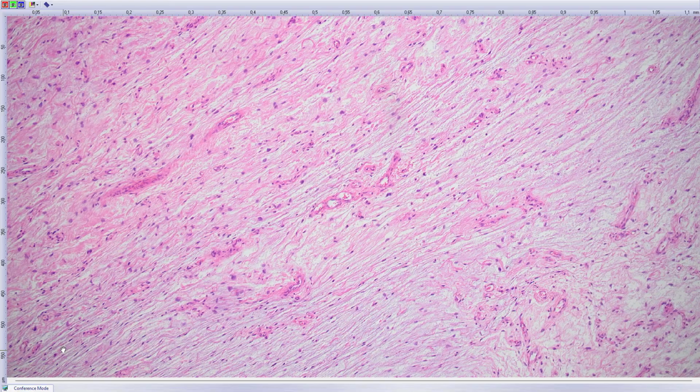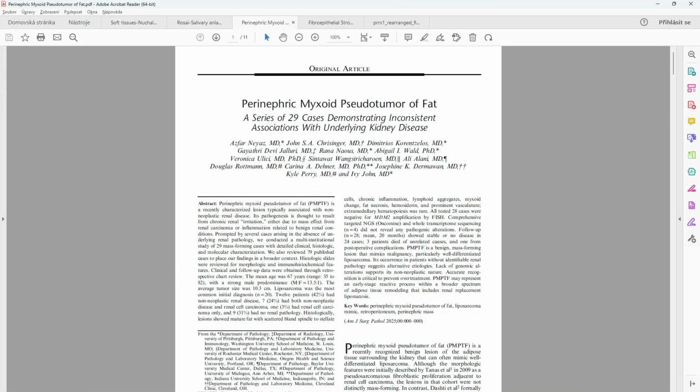Myxoid liposarcoma. Myxoid liposarcoma is definitely the first to think about, yeah. Perinephric myxoid. But there is this new entity, no, relatively new. It's 15 years old now, but mostly forgotten. Yeah.